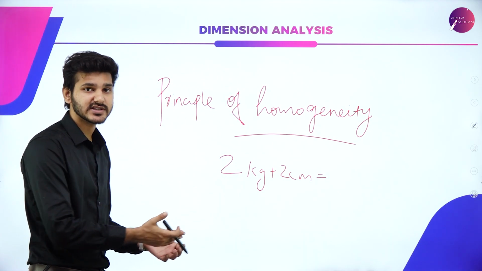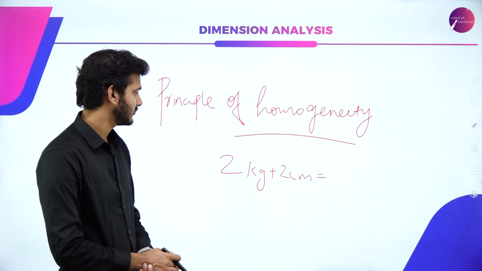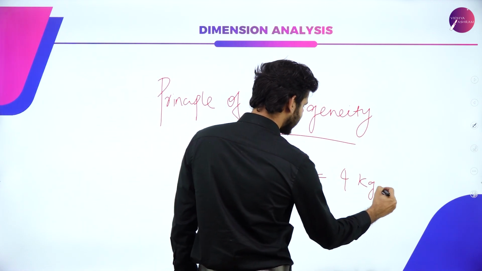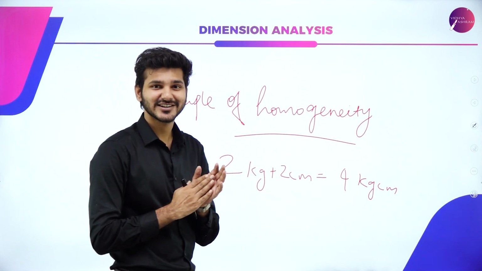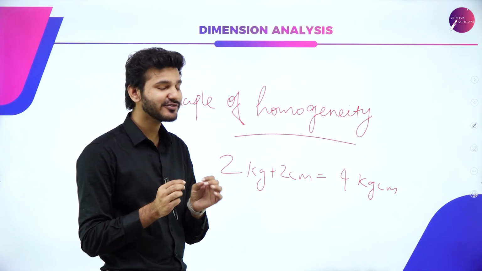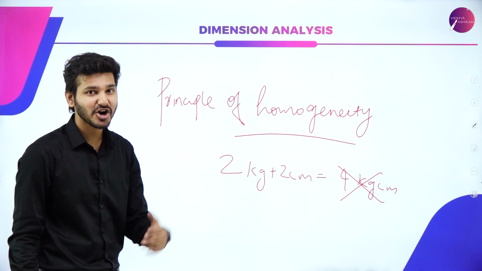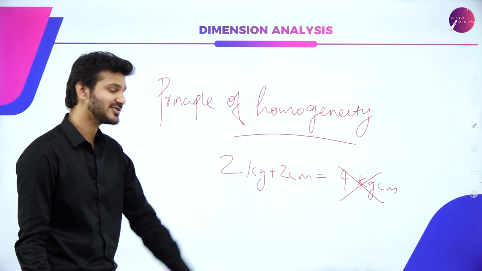If I ask you this question, what will be your answer? Okay, you will write 4 kg centimeter. That is a very good blunder, a beautiful blunder, because you cannot write it like that. That is not how units and measurements work.